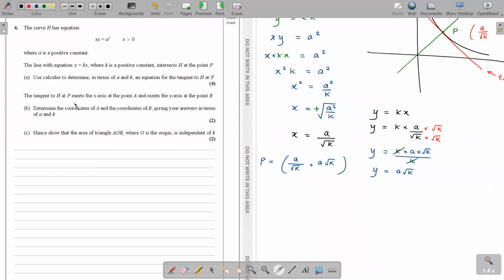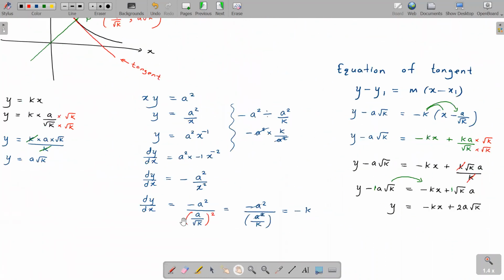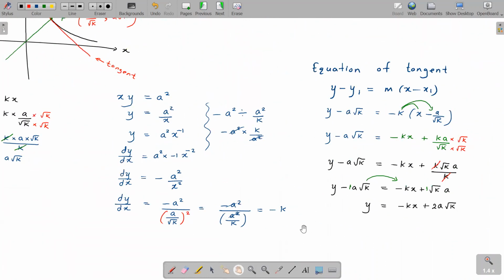Okay. The tangent to the hyperbola at P meets the x-axis at the point A and meets the y-axis at the point B. Okay, so the tangent to the hyperbola at P meets the x-axis at A and meets the y-axis at B. Now, by the way, we found the equation of the tangent to the hyperbola, right? So this is what we proved here. This was actually all we did in the previous part: y equals minus kx plus 2a root k.